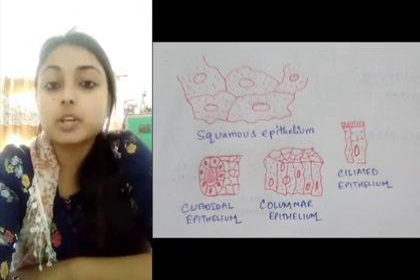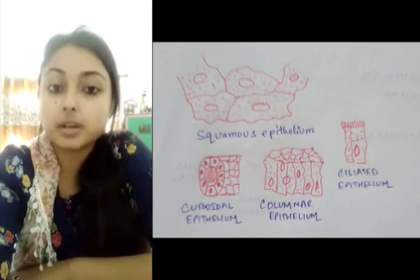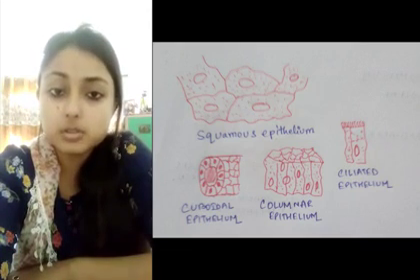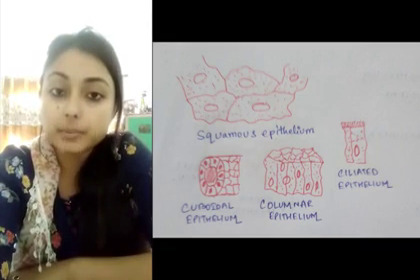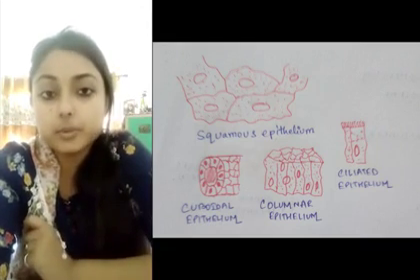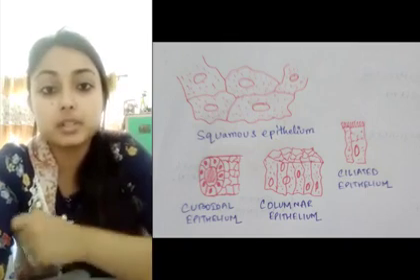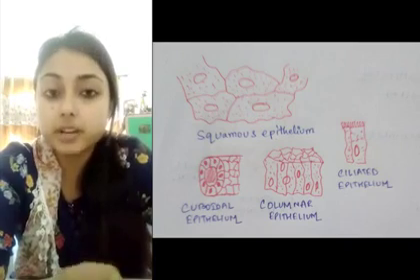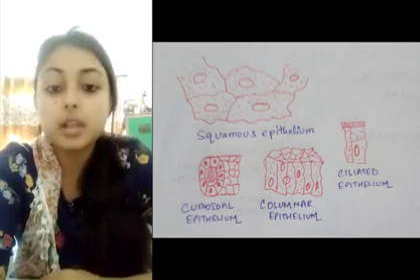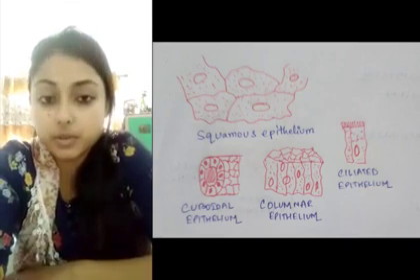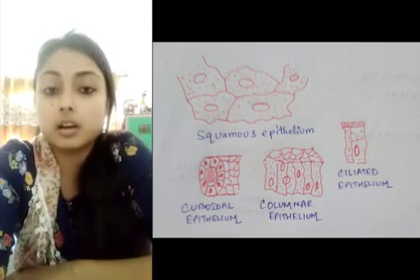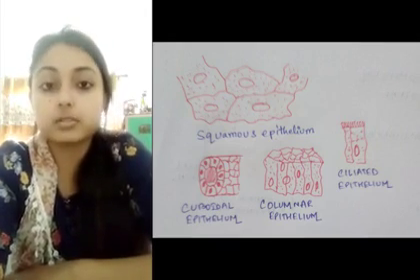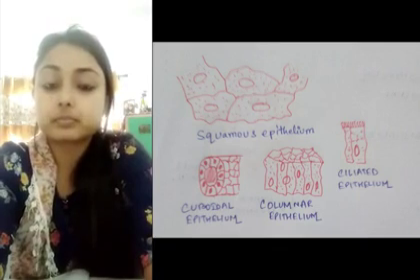Cuboidal epithelium is found in some parts of kidney tubules and also in the salivary duct. From its name we can understand that cuboidal means they are cube shaped. Stratified means they are layered. So cuboidal tissues are found in some parts of kidney tubules and also in the salivary duct.